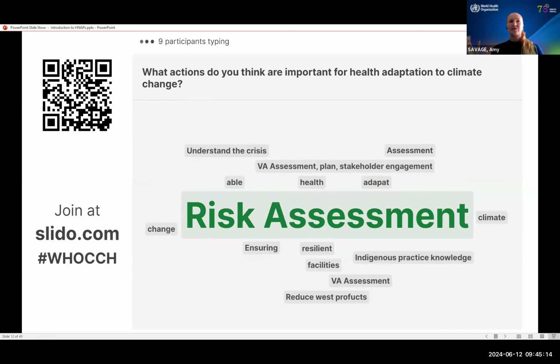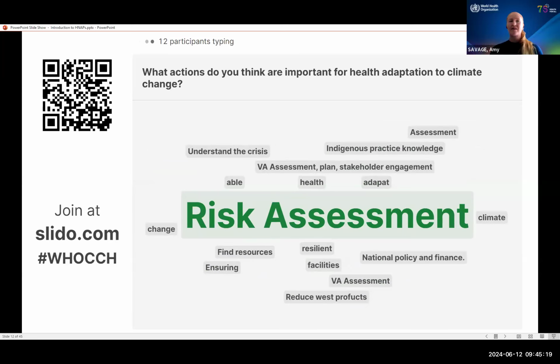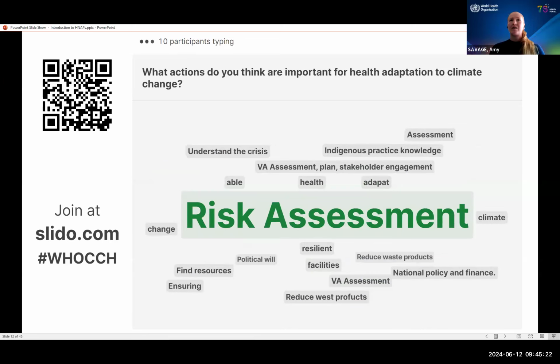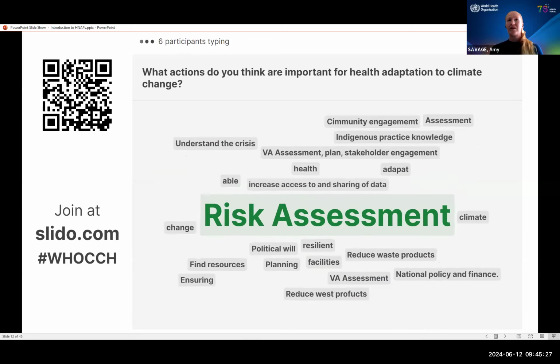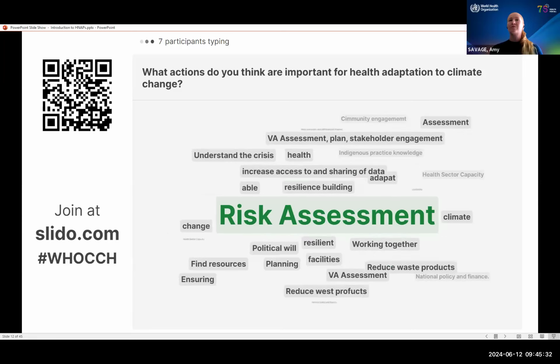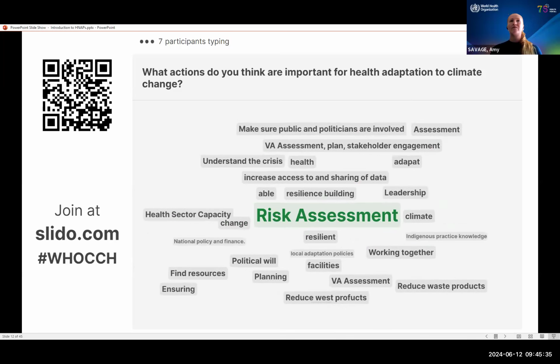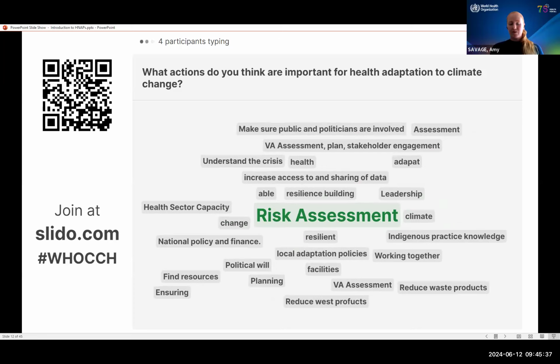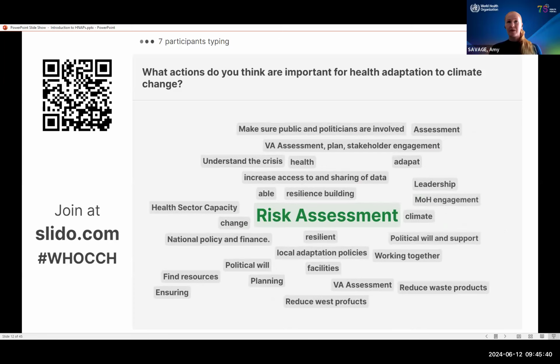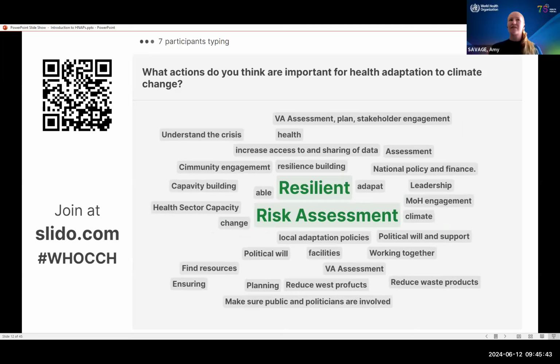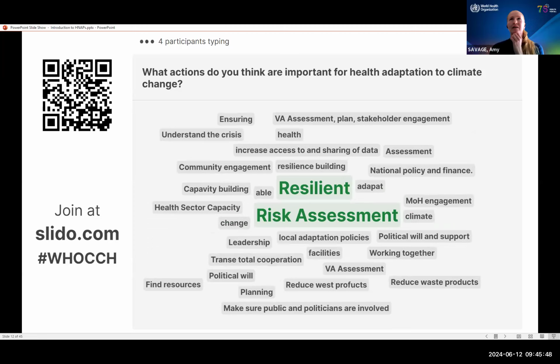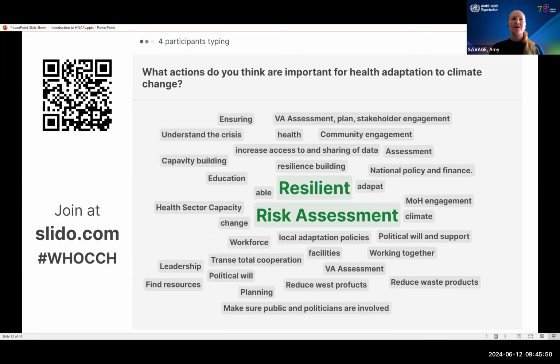climate change, health facilities. We want to make sure our health facilities as part of the overall plan are resilient, low carbon. Stakeholder engagement, of course, that is crucial, and we'll be talking about that a lot in the first steps of developing an HNAP. Community engagement, so all the different stakeholders that should be involved. So I think we'll move on because we don't have a lot of time, but you can keep contributing to the Slido. These are all really important actions for building climate resilience, health adaptation to climate change.